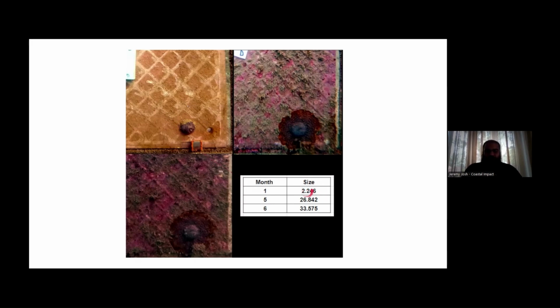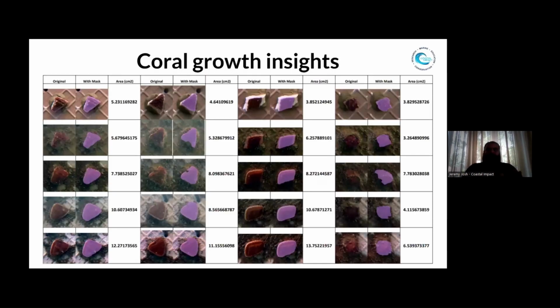Started around 2.2 cm square, and in 6 months, it has grown to about 33 cm square. That's an astronomical amount of growth in just 6 months. But this is a fast-growing species. These are some insights from the data which we're still disentangling currently.